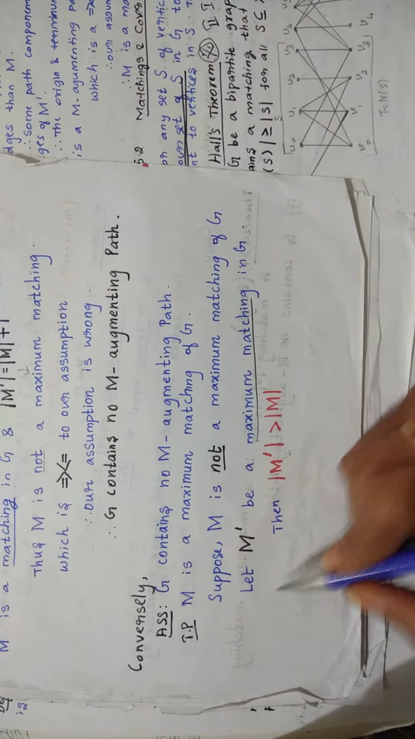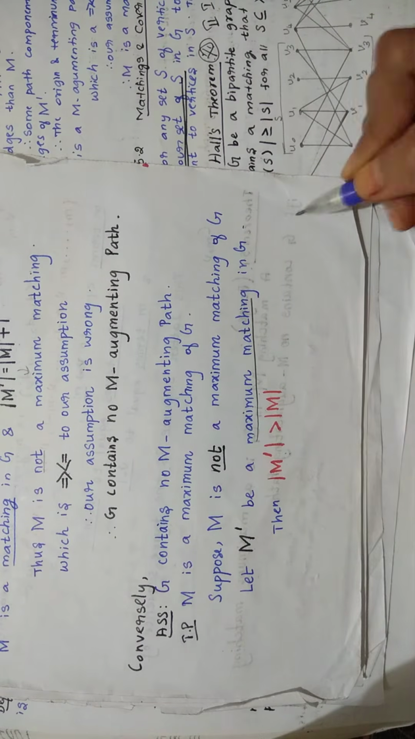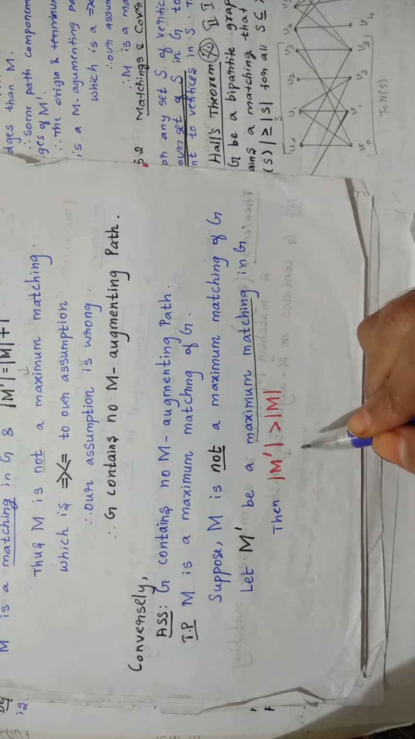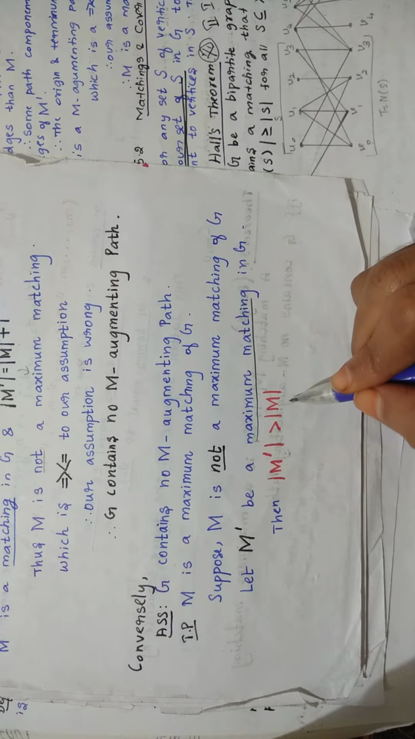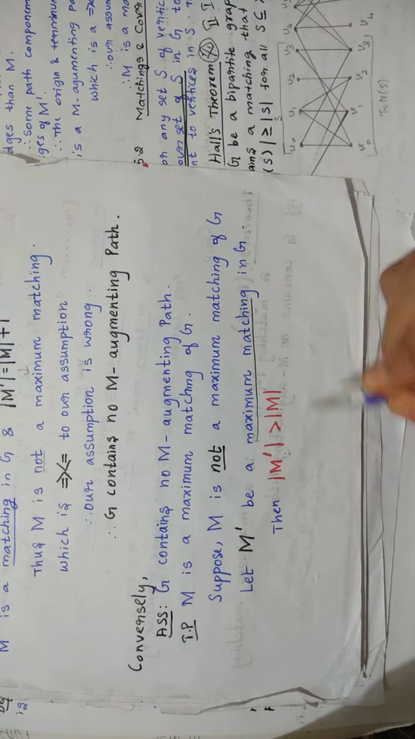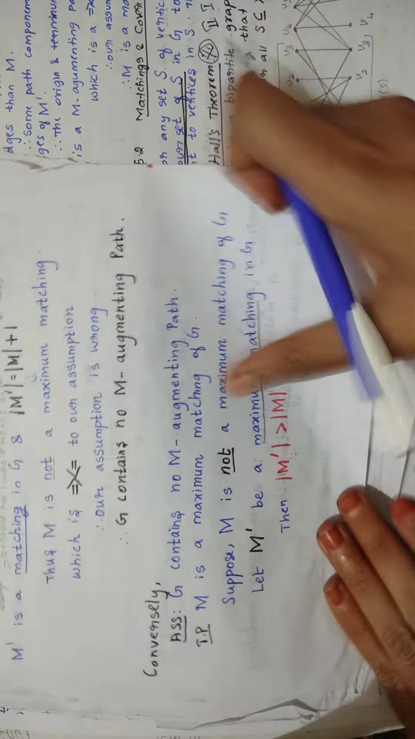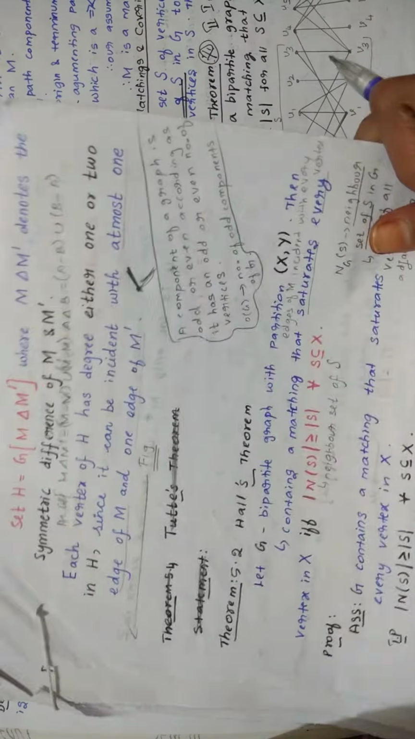Okay, so that is okay. Let M dash be a maximum matching in G. So by the definition, number of vertices in M dash will be greater than number of vertices in the matching M. That's obvious, right? Because M dash is the maximum matching. M is not the maximum matching here. So the number of vertices in M dash will be greater than number of vertices in M. In the next line, you have to construct another graph, that is H.